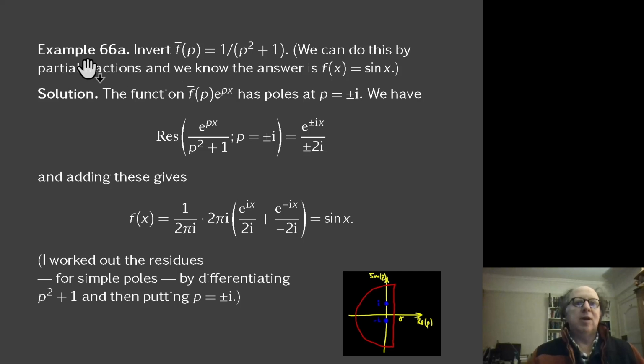Simple example, invert f bar of p is 1 over p squared plus 1. Now, of course, you know what the answer is. It's sine x. And you can do it by partial fractions, and in any case, you know the answer. But we're going to do this as if we didn't know that. So we look at the function e to the px over p squared plus 1.